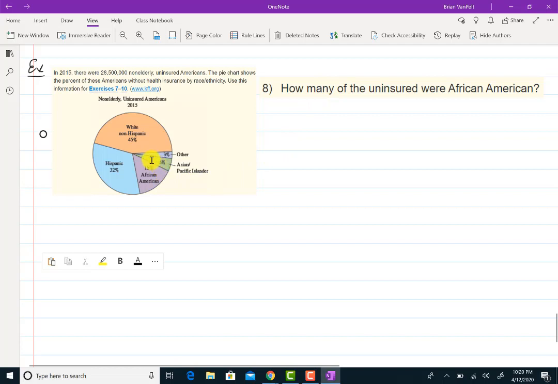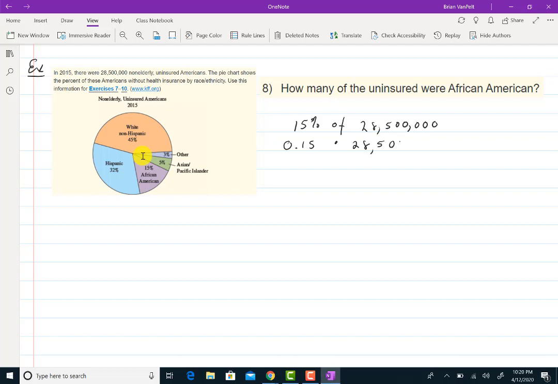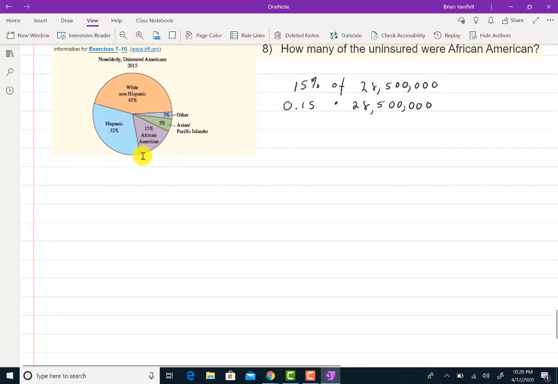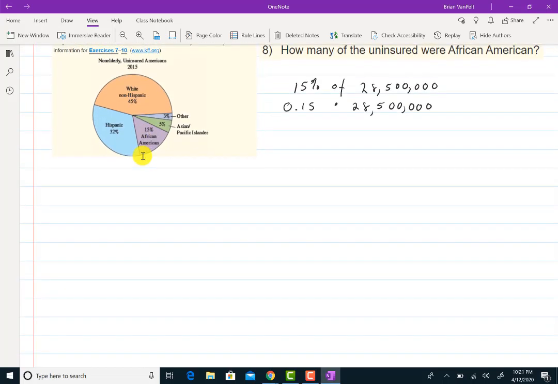So what I have to look for is there's 15% African American in this pie chart, and the whole pie chart is 28,500,000. So we're looking to get 15% of 28,500,000, or 0.15 times 28,500,000.